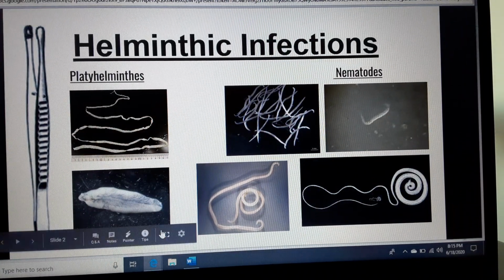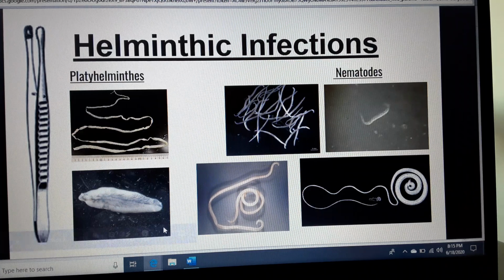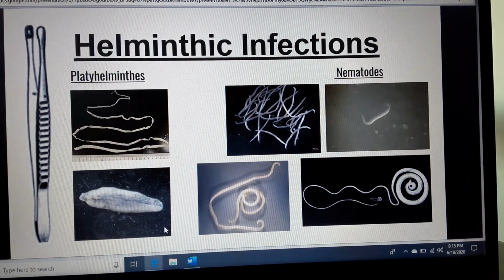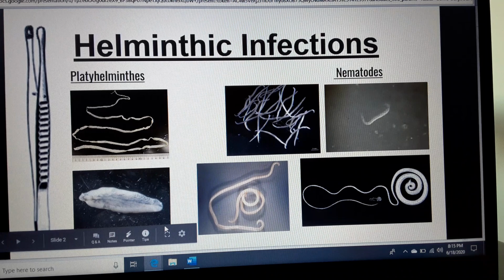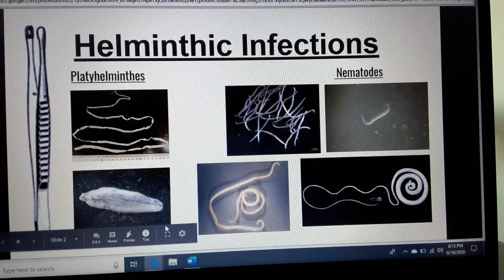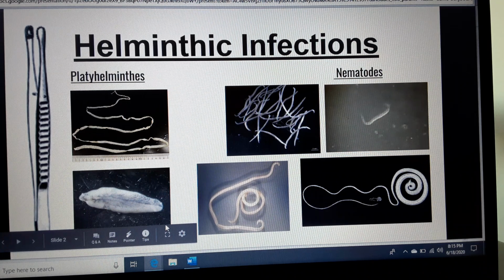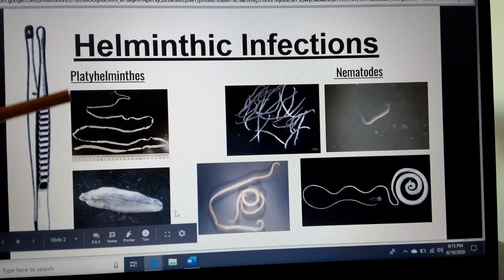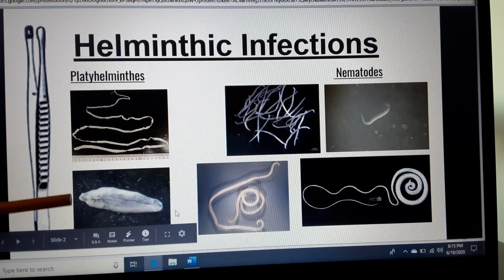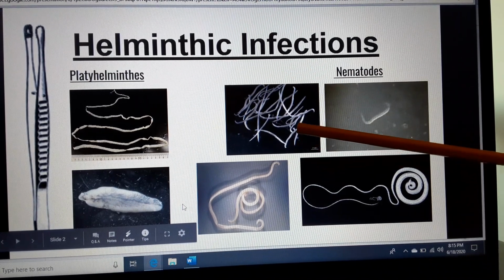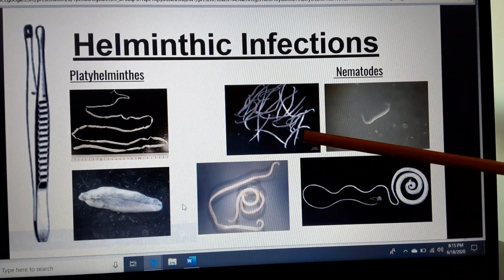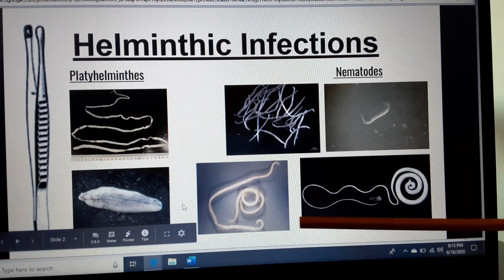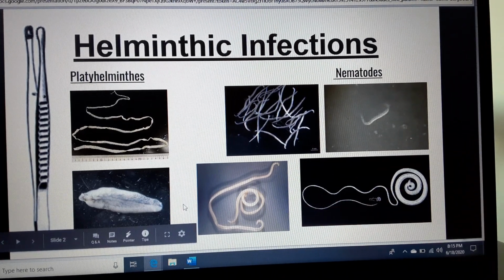To start off with, helminthic infections are caused by worms. On this slide, we can see that they're divided into two categories: platyhelminths, which are commonly known as the flatworms, and nematodes, which are essentially roundworms. Up here is a tapeworm, and down here is a fluke. Over here is a hookworm, and then a pinworm, a roundworm, and a whipworm.